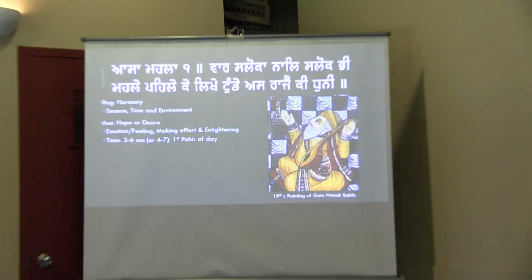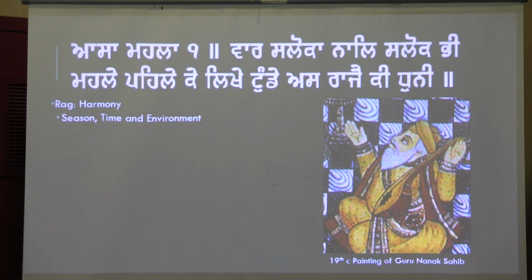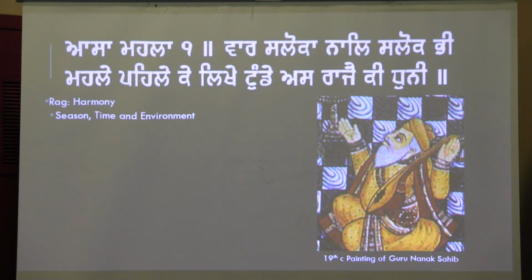Rag literally means a season, a time, or an environment, like a place. And it's a harmony. So what does Asa mean? Hope. Yeah, Asa means hope. So it literally means hope. It's the name of the rag.